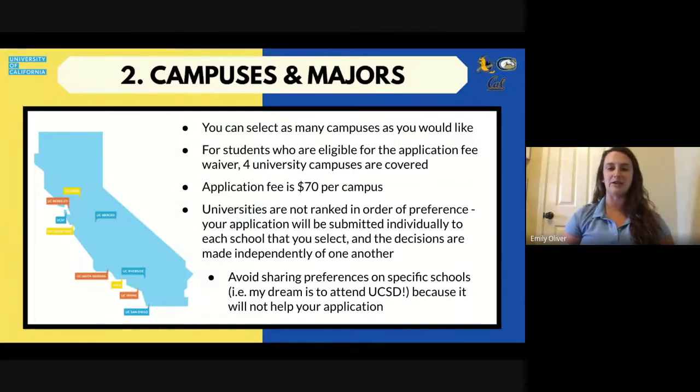It's independent of one another, so it doesn't matter what order you put them on the application. You also don't want to share any preferences on specific schools, especially in your PIQs, because the application is sent to all of the campuses. So if you're writing that your dream is to attend UC San Diego, that's great. But when you're sending that to UC Davis, that's not going to help you. And it's also not going to necessarily help you with UC San Diego as well, because they're not going to take that into account in terms of application and whether they accept or deny a student.